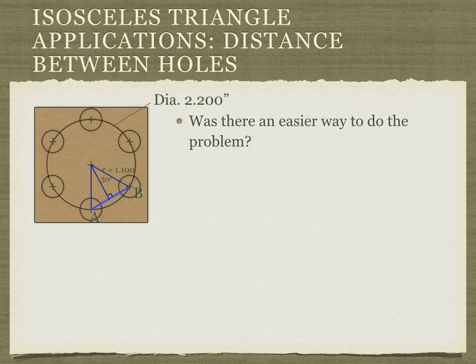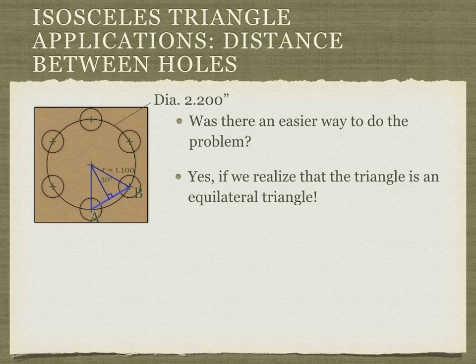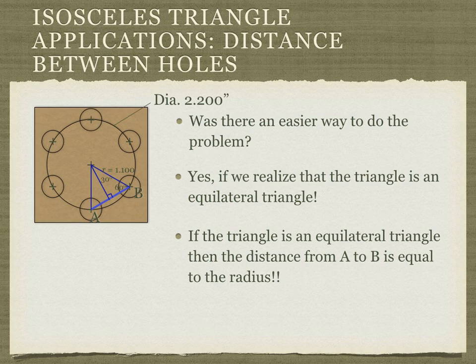Now, was there an easier way to do the problem? Yes, there was, if we realized that the triangle is an equilateral triangle. Each of the corner base angles is 60 degrees. That means the upper angle, twice 30, is also 60 degrees. That means that the triangle is equilateral and the distance from A to B is equal to the radius from the center of the triangle to B or A. So the distance from A to B had to be 1.1, which was exactly what we calculated.